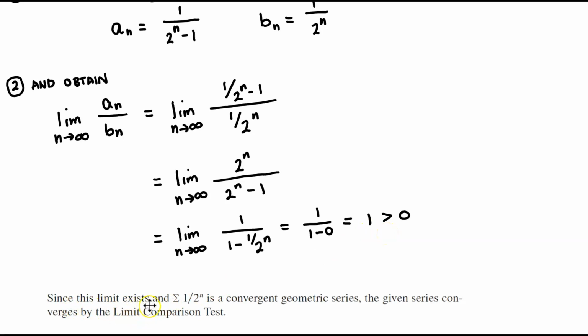Now, since this limit exists, and 1 over 2 to the n is a convergent geometric series, then the given series converges by the limit comparison test.